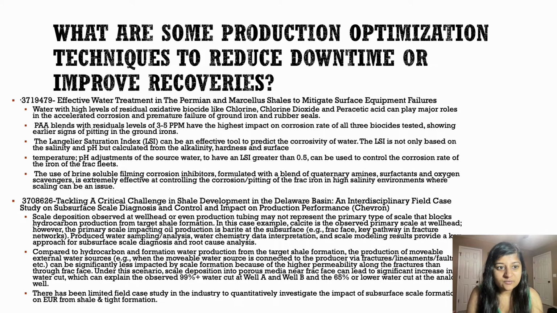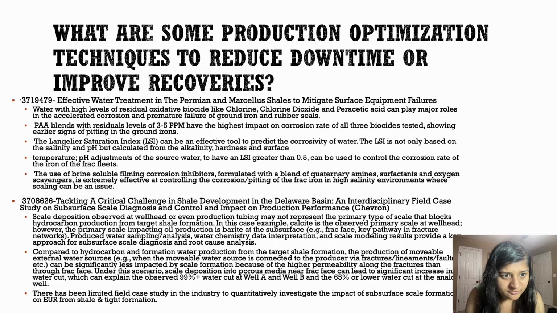Now the next question I wrote is, what are some production optimization techniques to reduce downtime or improve recoveries? The first paper is 3719479, Effective Water Treatment in the Permian and the Marcellus Shales to Mitigate Surface Equipment Failures. Water and high levels of residual oxidative biocides like chlorine dioxide and peracetic acid can play major roles in the accelerated corrosion and premature failure of frac iron and rubber seals.